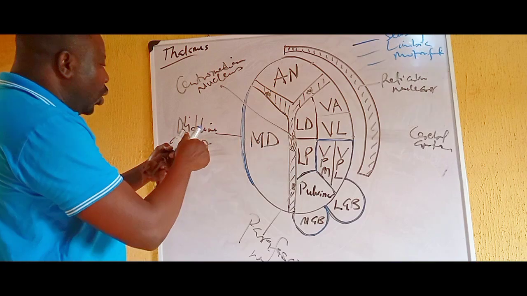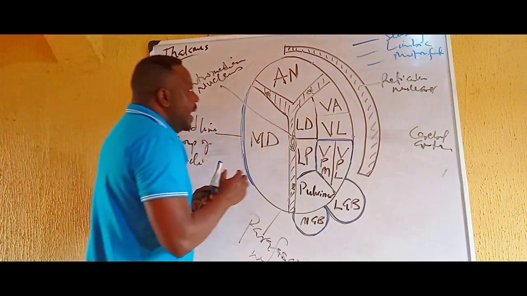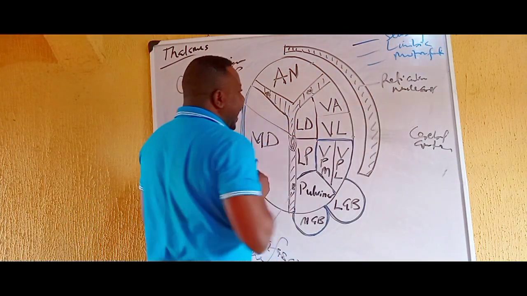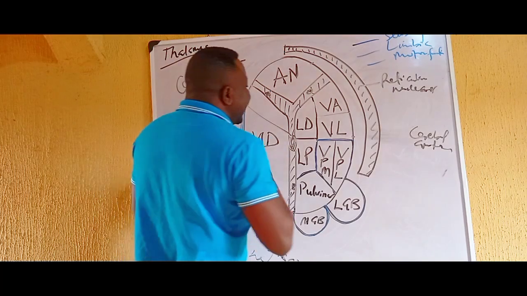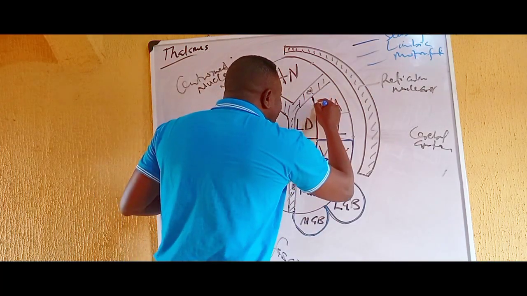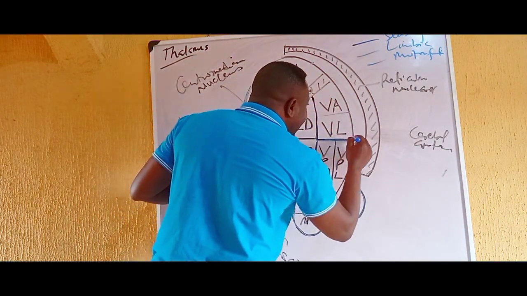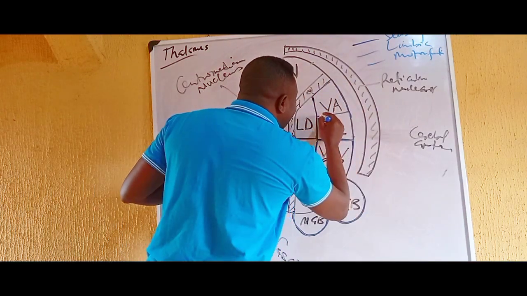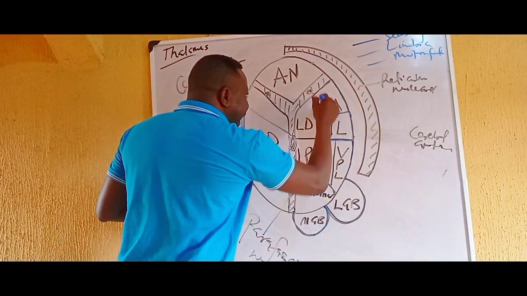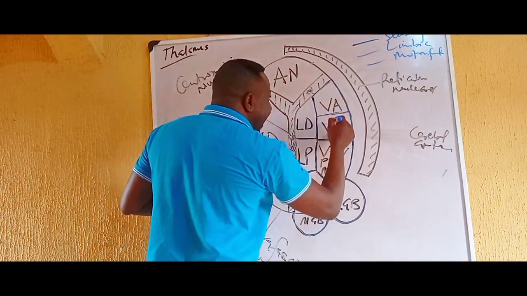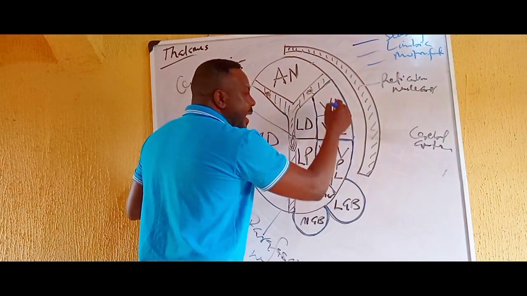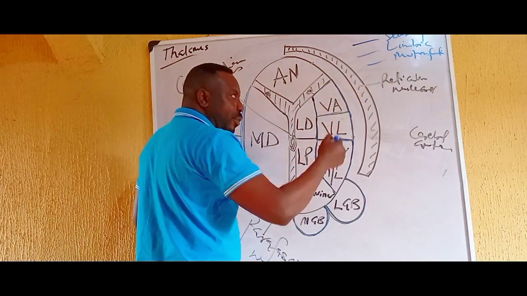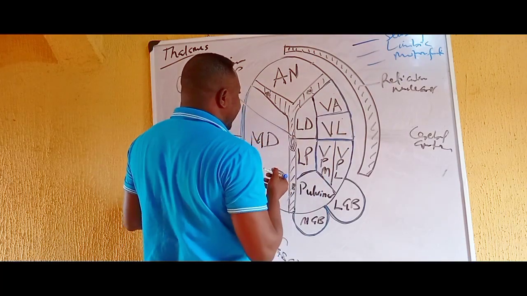Then, the nuclei that are actually involved in the motor function of the thalamus are the ventral anterior nucleus and the ventrolateral nucleus. These particular nuclei are actually involved in motor functions. They are associated with the basal ganglia and the cerebellum.